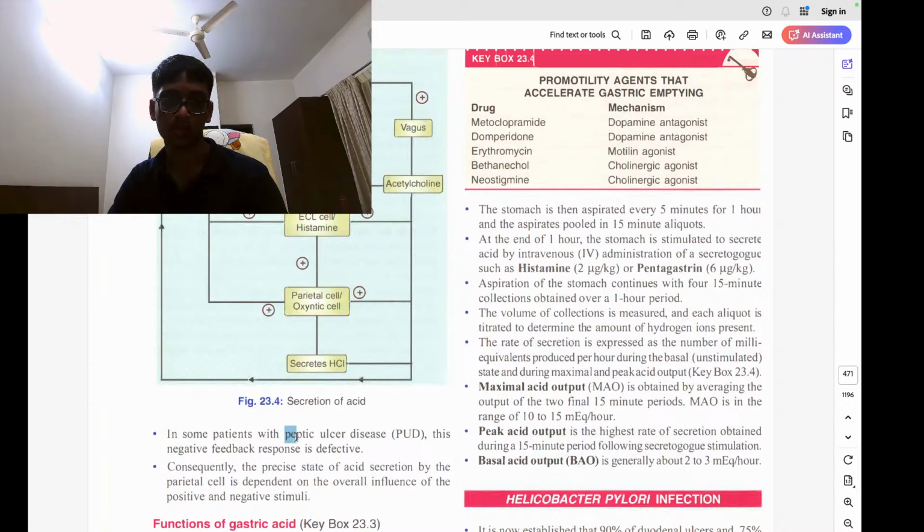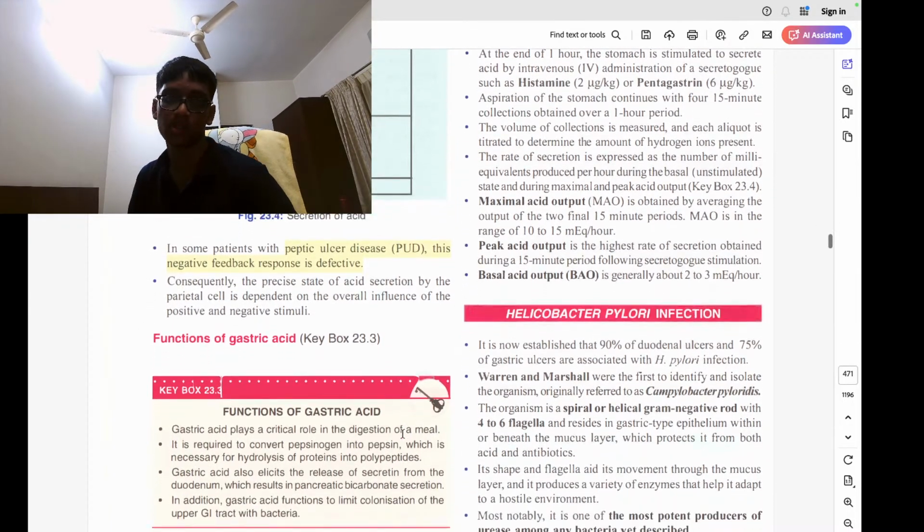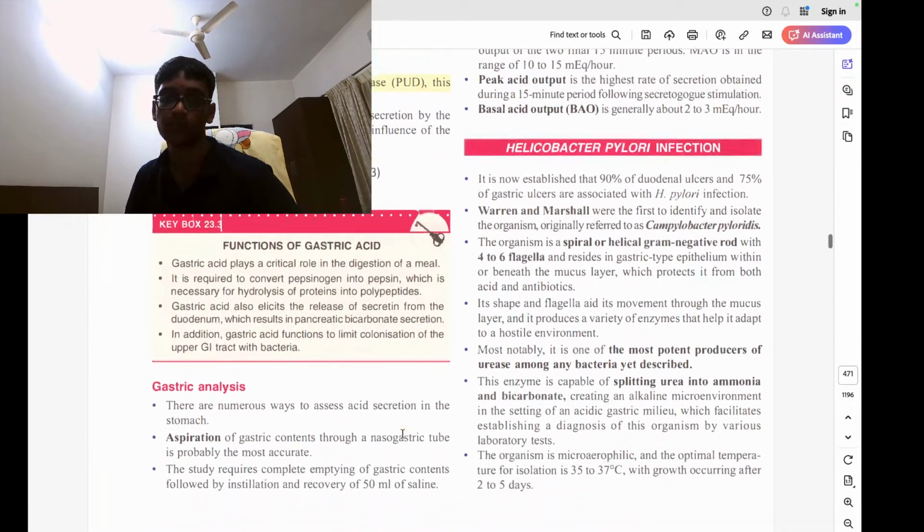In PUD, negative feedback is defective. Consequently, the precise state of acid secretion by the parietal cell depends on the overall influence of the positive and negative stimuli. Then, function of the gastric gland.